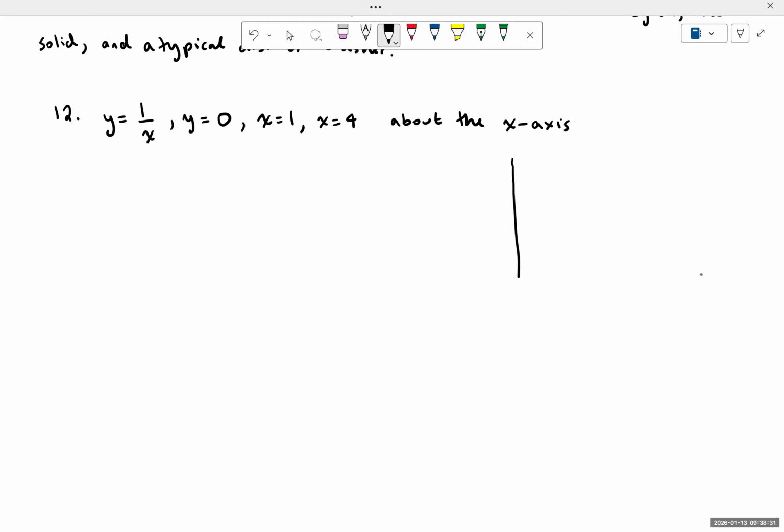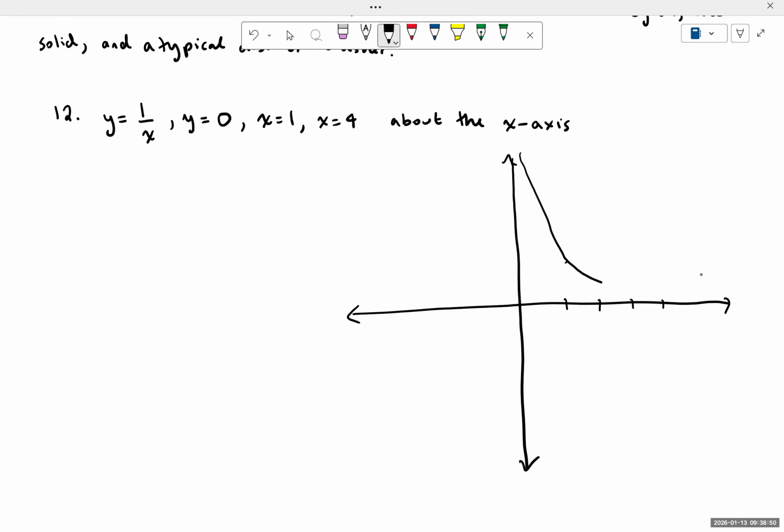So here we have a typical problem. We're going to first start out by drawing the region. Y equals 1 over X, it looks like this, right? And Y equals 0, of course, is the X-axis, and then X equals 1 and X equals 4. So first let's figure out the region. So this is the region that we're looking for.